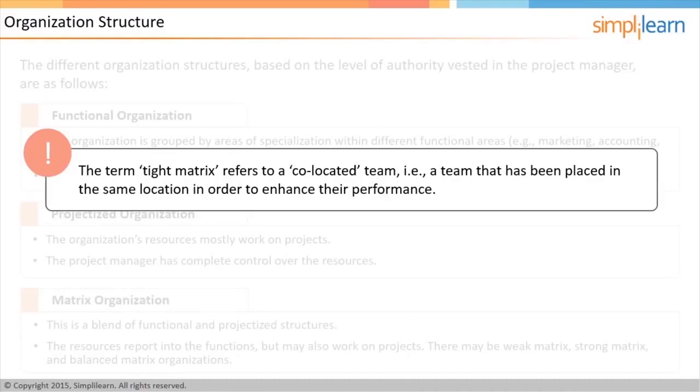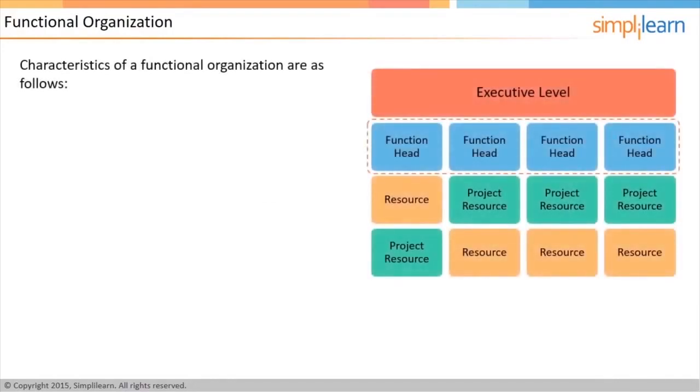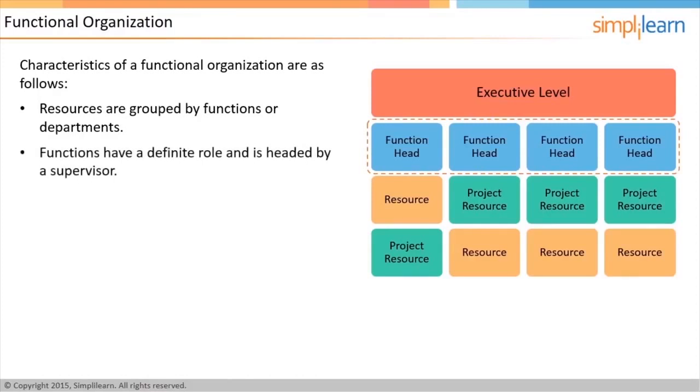In the next screen, let us look at functional organization. In a functional organization, the resources of the organization are grouped by functions, sometimes called departments. Examples of functions could be sales, finance, administration, manufacturing, etc. Each function plays a definite role in the organization and is headed by a functional head or supervisor.